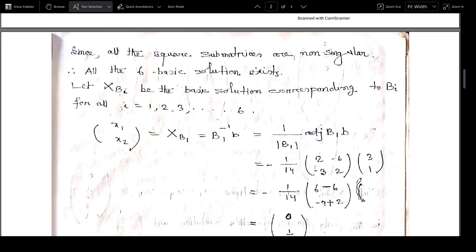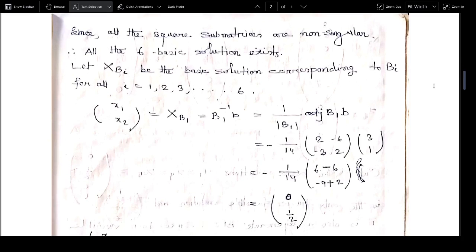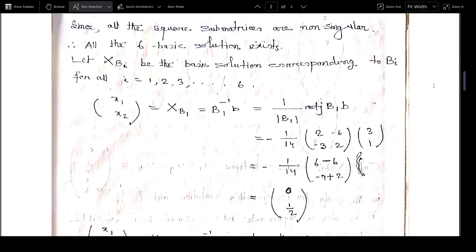Okay. So next, same as earlier. Next formula will be what? Suppose xBi is the basic solution corresponding to Bi for all i equal to 1, 2, 3, up to 6. So x1, x2 we can write as B1 inverse. Suppose Ax equal to b, then x equal to A inverse into b, and this A is denoted by B1, B2, B3, B4, B5, B6, right? So here directly written x is x1, x2, then B1 inverse b.